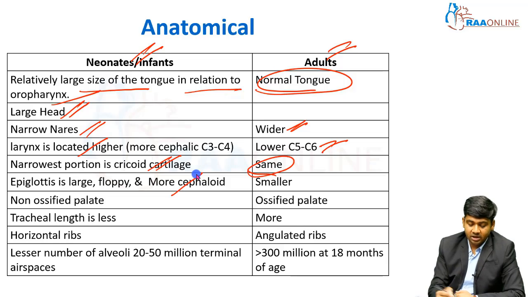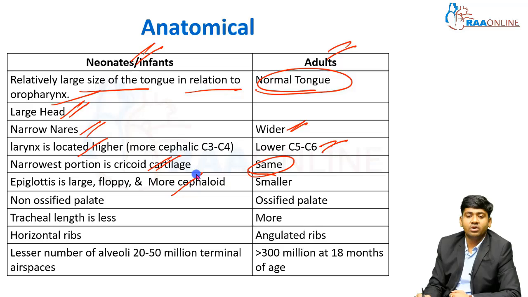Again, the epiglottis is large, floppy, and more cephalad. So it is the same thing; again the picture of the Miller blade comes to mind. As the epiglottis is very large, floppy and more cephalad, it is very difficult to lift the epiglottis and put the tube inside the trachea. Here in adults it is smaller.